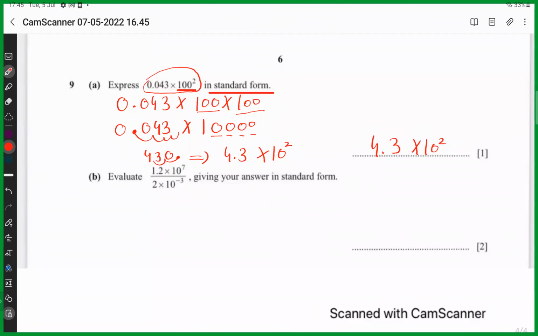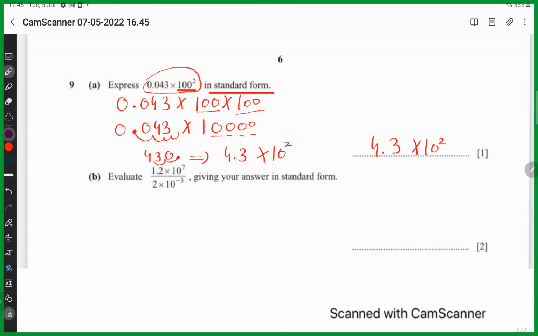And then we have one last question. It says, evaluate 1.2 multiplied by 10 power 7 divided by 2 multiplied by 10 power minus 3, giving your answer in standard form. Now, one thing is certain, this question is coming in paper 1. You do not have your calculators. You need to do it on your own. How do we do it?